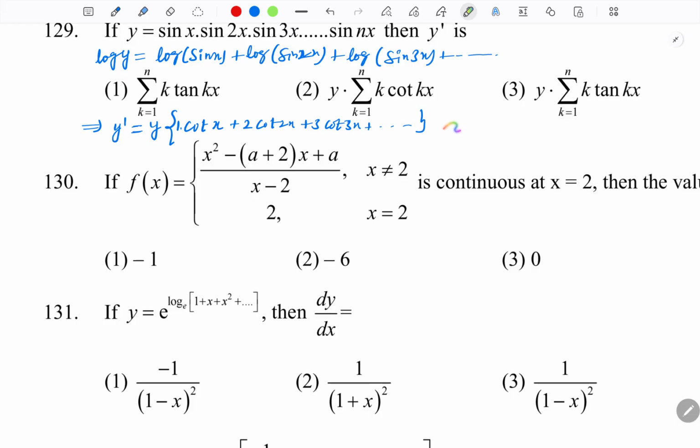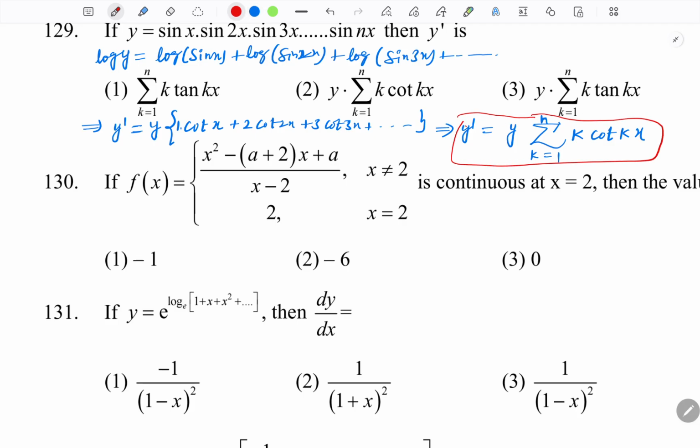Now this one can be written as y dash equal to y times summation k is equal to 1 to n. How many times is it? First one, k times cot kx. k times cot kx is my answer. Is there an option? y times k times cot kx. Yes, it is option number 2.